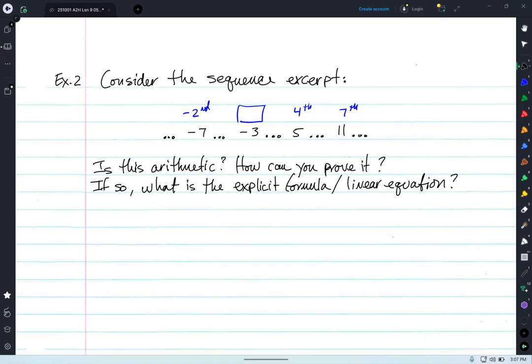Okay, so we have this sequence excerpt. We know the negative second term, the fourth term, the seventh term. We want to know, is it arithmetic, and how can we prove it? And if so, what is the explicit formula and or linear equation, since they're the same thing? All right, let's do a little squiggly squiggly.